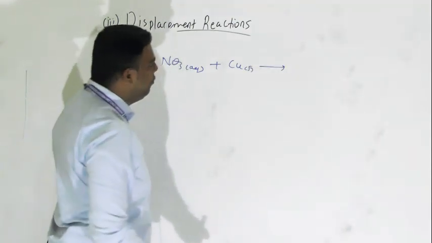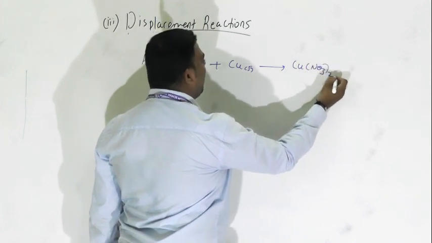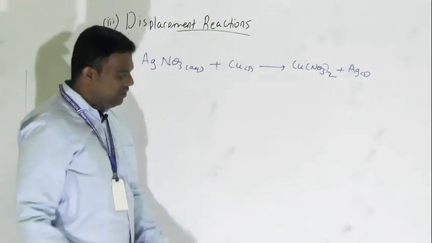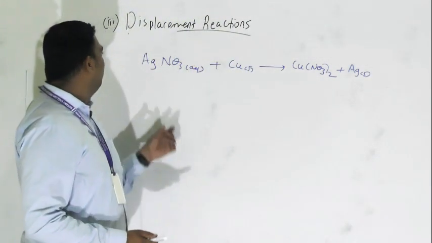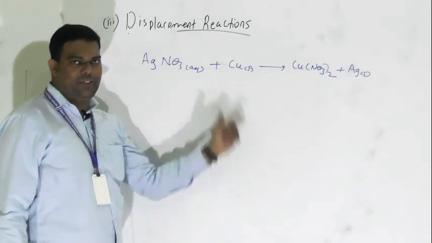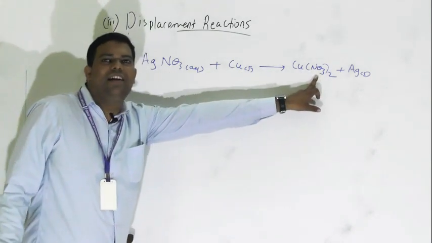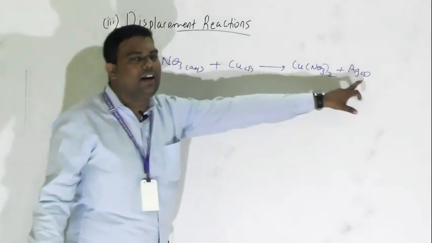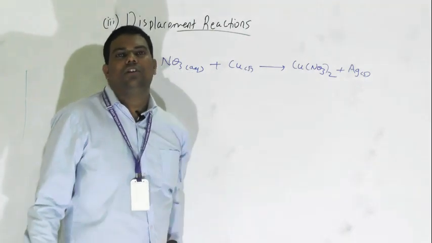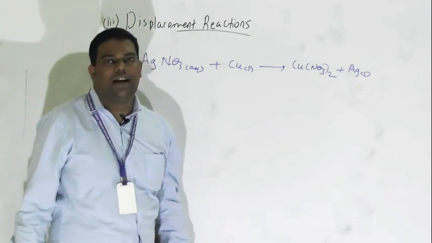So what will you get? You will get Cu(NO3)2 plus Ag solid. Okay, so AgNO3 aqueous plus Cu solid. So here it is a single displacement reaction. You will get copper nitrate plus silver solid. Means in the recovery of silver or in the refining of silver, we will use this reaction.